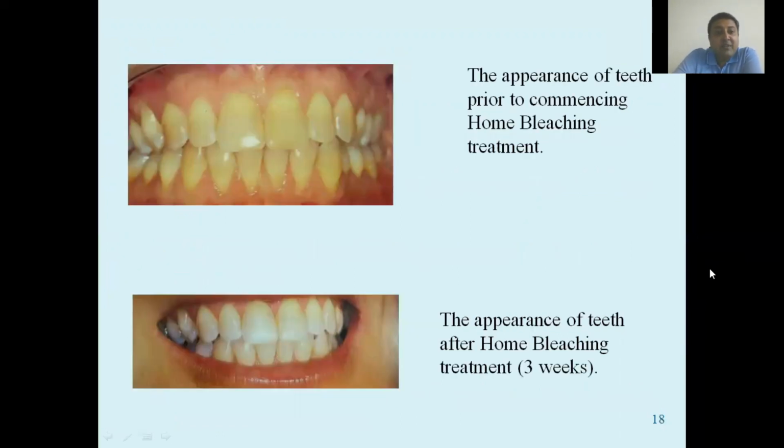Next, you can very well appreciate the pictures. First picture is a pre-bleaching picture, that means the home bleaching treatment has not been commenced. The lower picture is after the home bleaching technique was done for a 3 weeks period. The appearance of teeth you can very well appreciate in these pictures.